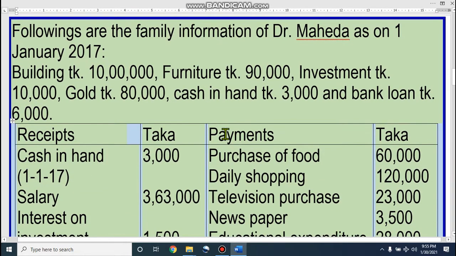Dear student, let's see the question. Following is the family information of Dr. Mahida as on 1st January 2017. She has at the beginning of the year building 10 lakh, furniture 90,000, investment 10,000, gold 80,000, cash in hand 3,000 and bank loan 6,000.